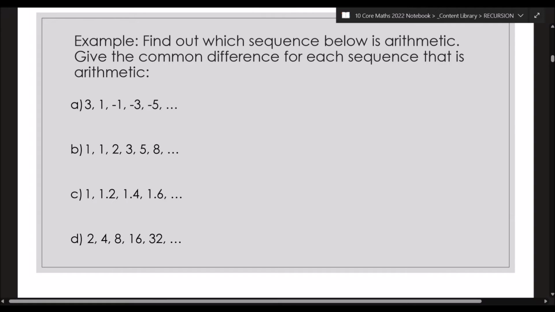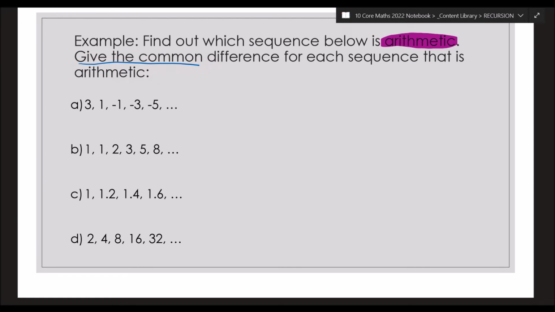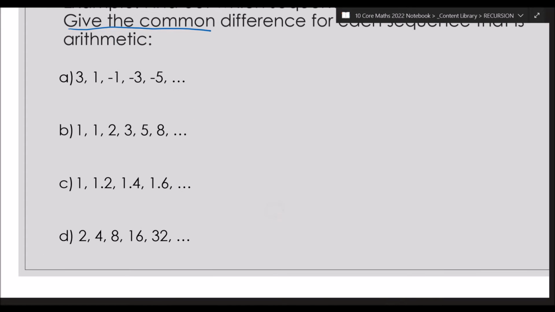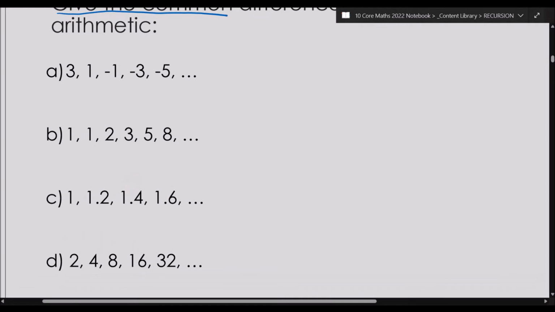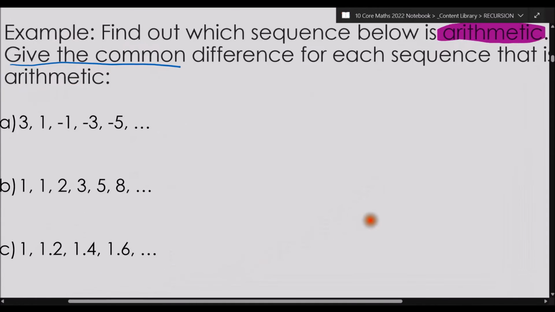So find out which of these sequences is arithmetic. Give the common difference for each sequence that is going to be arithmetic. Remember, arithmetic means you're adding or you're subtracting by the same amount each time. Then from there we need to find the common difference for the ones that are arithmetic. So we'll look at these examples and determine which ones are arithmetic, and then we'll write down a common difference. But I won't show the full working out for determining which ones are arithmetic. You can just for now recognize which ones are, because remember, arithmetic is adding or subtracting by the same amount.